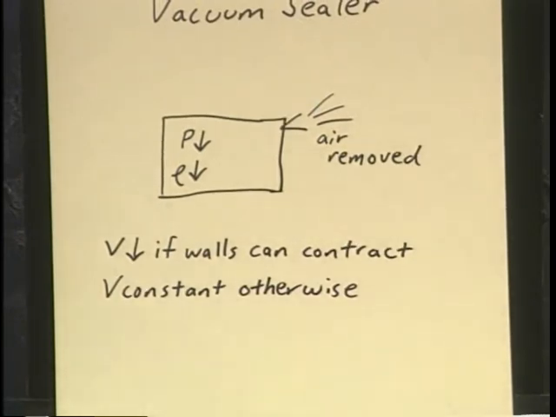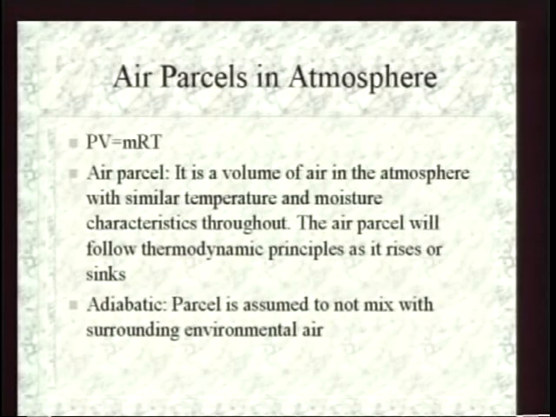Next, we're going to apply the equation of state to the atmosphere, looking at an air parcel in the atmosphere. An air parcel is a volume of air in the atmosphere with similar temperature and moisture characteristics throughout. The air parcel will follow thermodynamic principles as it rises or sinks. In an adiabatic process, and you'll come across that term several times in this class, the parcel is assumed to not mix with the surrounding environmental air.